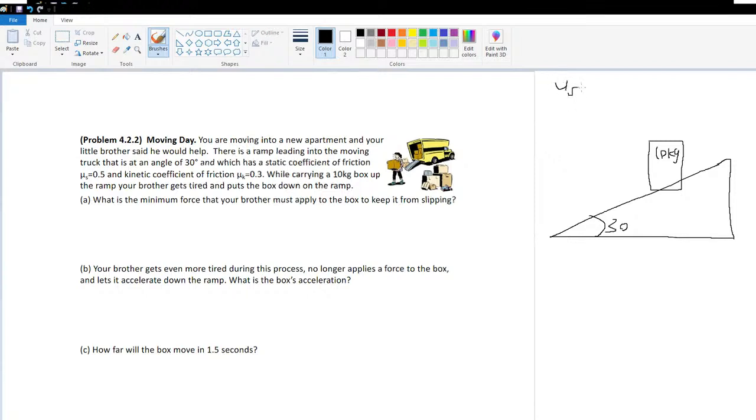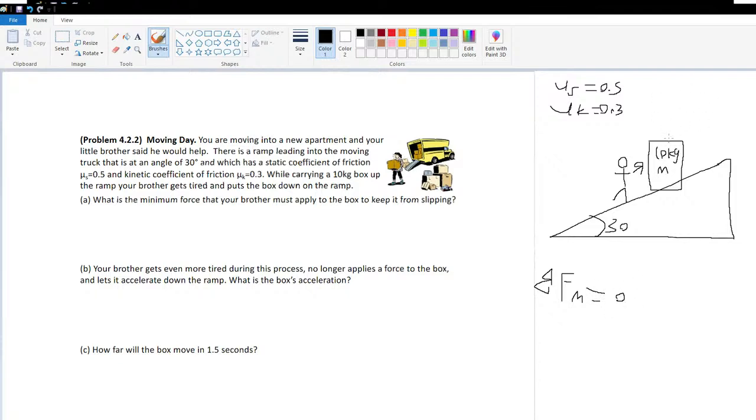So our mu static is 0.5. Our mu kinetic is 0.3. And then we got the dude here, and he's pushing on this box. We're trying to figure out the minimum force that he needs to apply in order to keep the box from slipping. If we call this box mass M, we want the net force on M, sigma F, to be equal to 0.